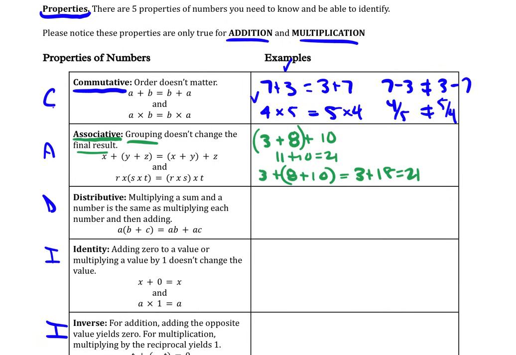And similar with multiplication. If I take 2 times 4 times 8, if I multiply these two together first, that's 8 times 8 is 64. If I take 2 times 4 times 8, multiply the 4 times 8, that's going to be 64 as well. The order in which I multiply doesn't matter. That's kind of the big picture here.